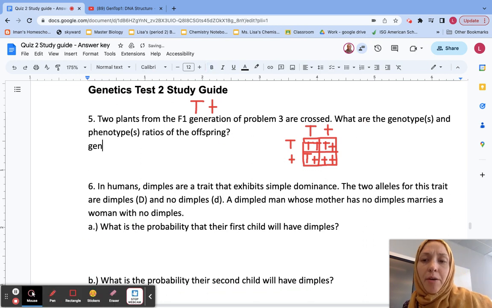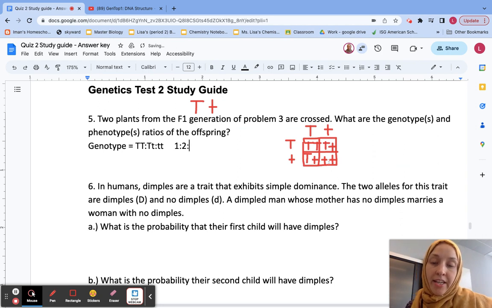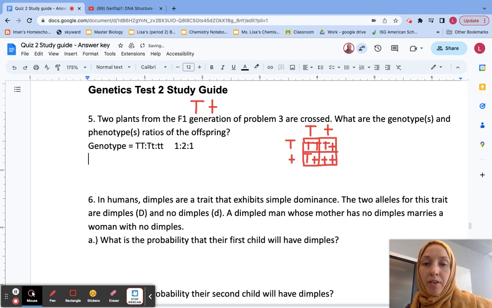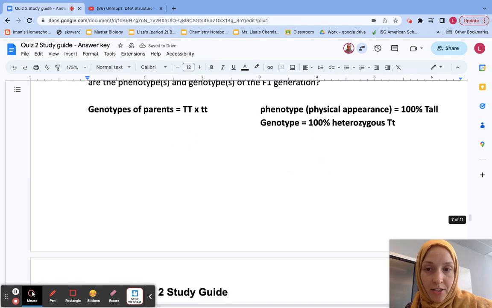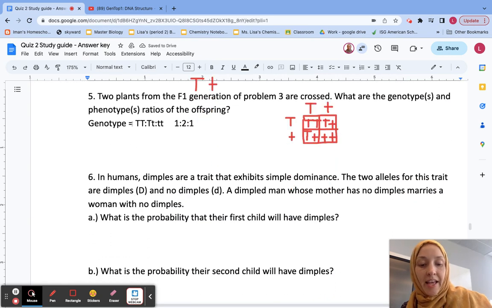So what are the genotype and phenotype ratios? This time let's start with genotype. It doesn't say probability, it says ratios. So what is my ratio? I'm going to do homozygous dominant to heterozygous to homozygous recessive. This is my structure for my ratio. How many homozygous dominant do I have? 1. How many heterozygous? 2. And I have 1 homozygous recessive. So this is my genotype ratio. I don't think the other one was a ratio, was it? No. Okay. Now we'll do phenotype.